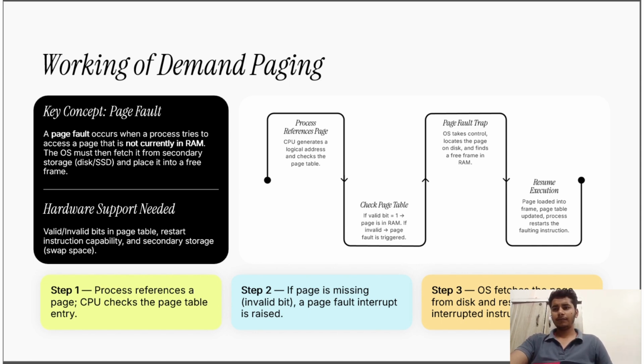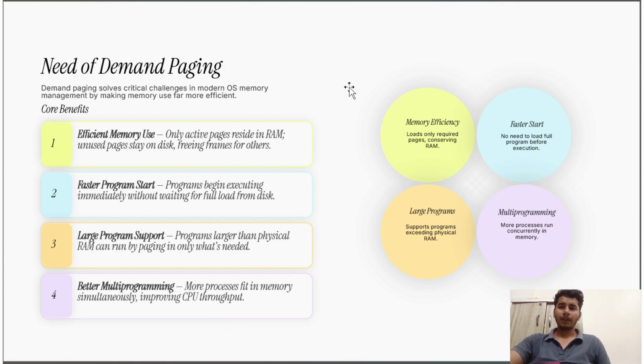Next is the need of demand paging. Demand paging solves critical challenges in modern OS memory management by making memory use far more efficient. It provides efficient memory use: only active pages are loaded in the RAM. Faster program start: the program starts executing immediately without waiting to be fully loaded from disk. Large program support: programs larger than the physical RAM can run using the virtual memory space. Better multi-programming: more virtual memory increases the number of simultaneous processes, improving CPU throughput.